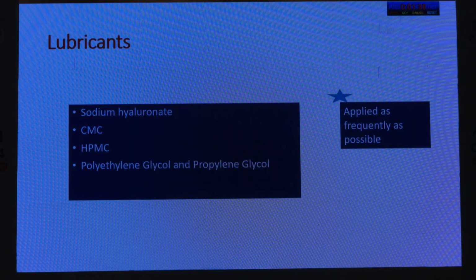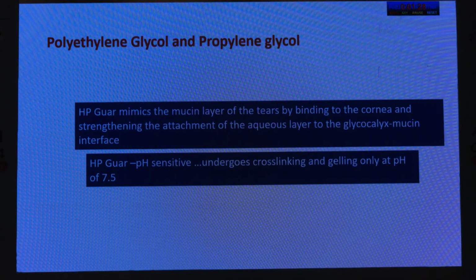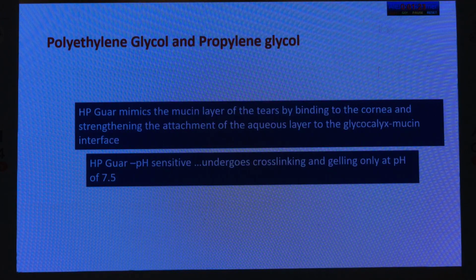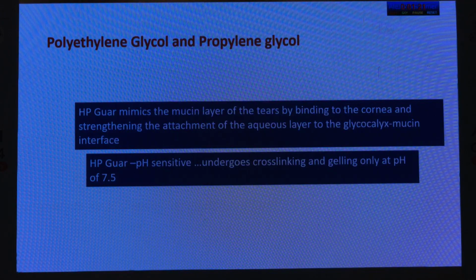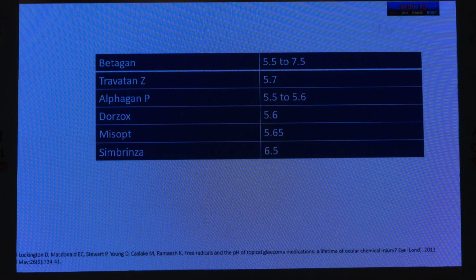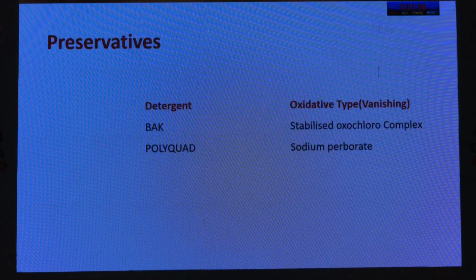Then when we give the lubricants, all the fourth generation lubricants can be given as frequently as possible. But to ponder upon is that polyethylene glycol and polypropylene glycol have HP-Guar, which is pH sensitive. It undergoes cross-linking and gelling, as explained by Dr. Anu, only at a pH of 7.5. And these glaucoma medications work at a pH of 5.5 to 7.5, so they don't gel properly. So we have to consider not giving these types of drugs along with the anti-glaucoma medications.